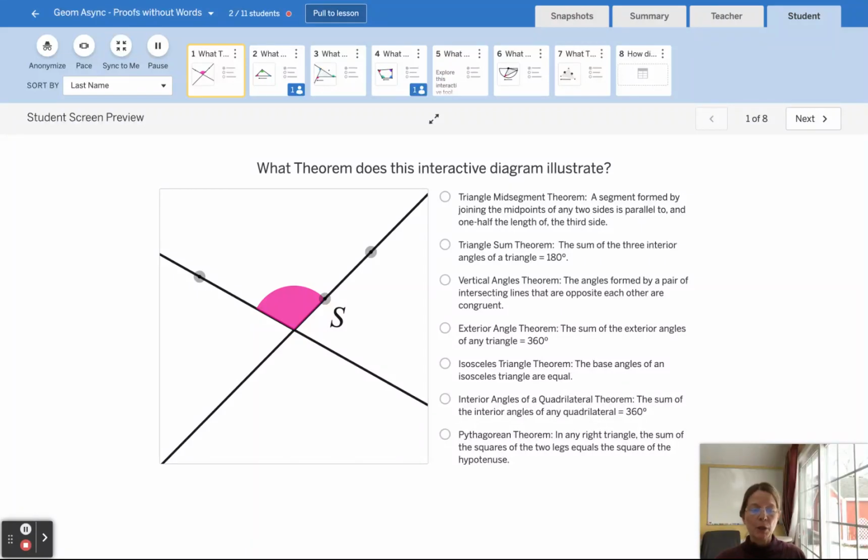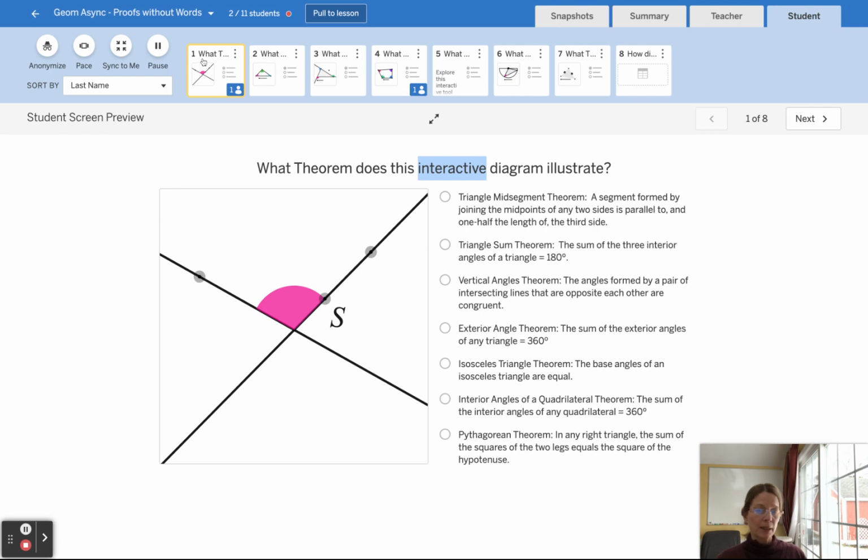This week's set of Bell problems is called Proofs Without Words. And in this geometry class, we have studied quite a lot of these theorems already. There are 7 theorems where the titles are given and the description is there. And there are 7 slides that you're going to interact with. Each diagram is interactive, which means we want you to play around with the sliders.